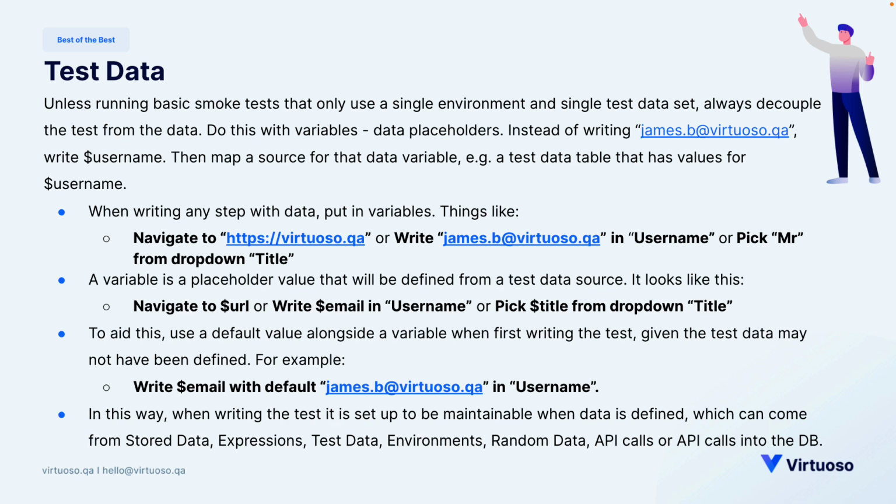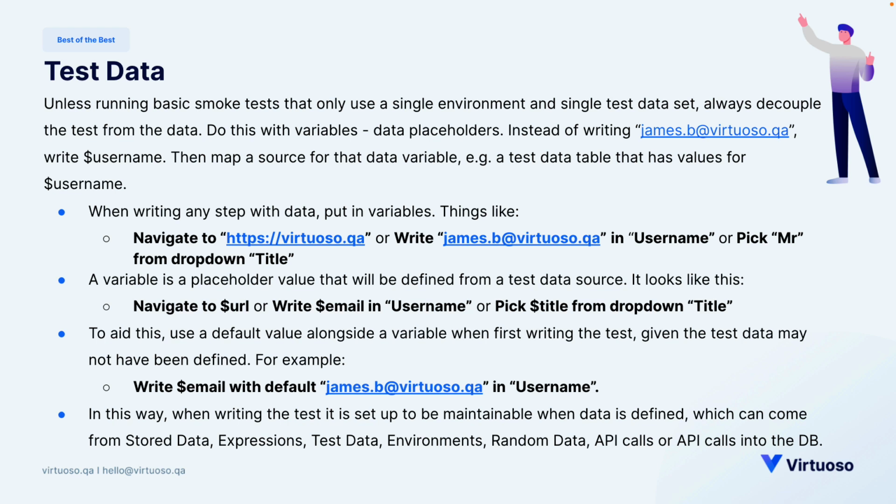When you write your test steps, putting in variables, instead of writing the exact email address, a variable allows you to say navigate to $email. Bearing in mind, you can define these, and we'll look at that in just a second. You can call these variables what you want. But what you can also do the first time you write a test, when you may not have a source of data for that variable, is put in a default value. So for instance, write $email with default james.b@virtuoso.q in username. It just means if there's no source of data for that variable, it will use the default value.